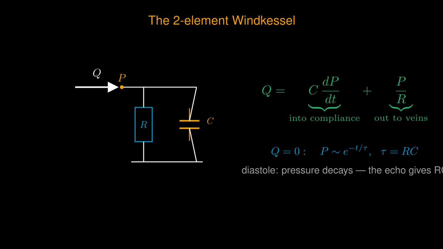In diastole, the valve is shut, inflow is 0, and the pressure just decays exponentially with a time constant R times C. That decay is exactly what you read off the echo to pin down RC.